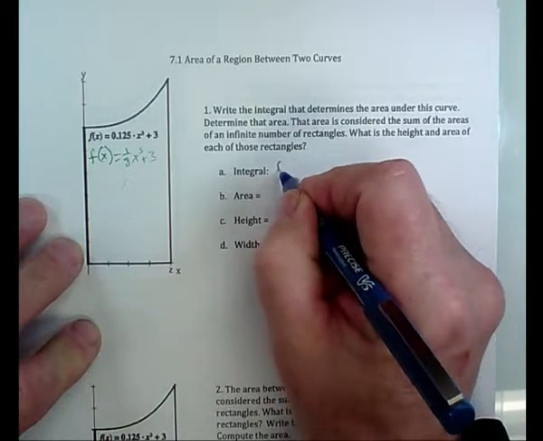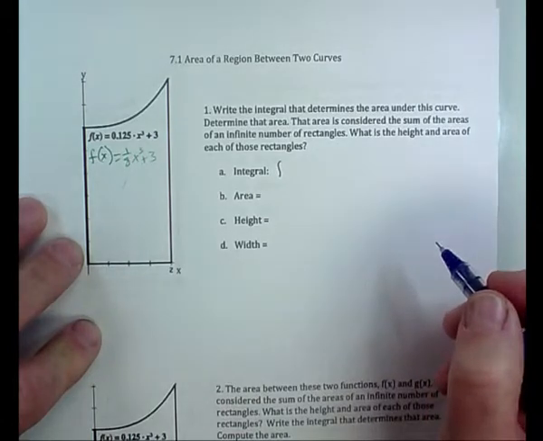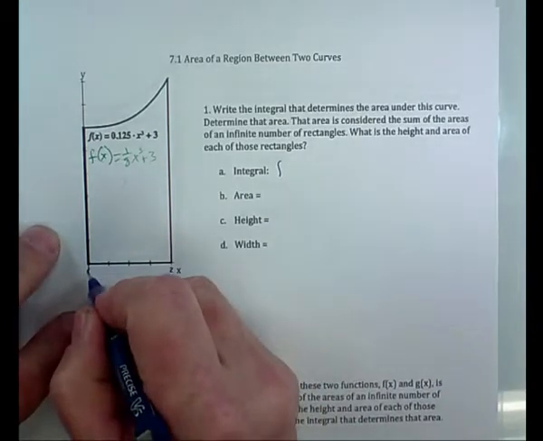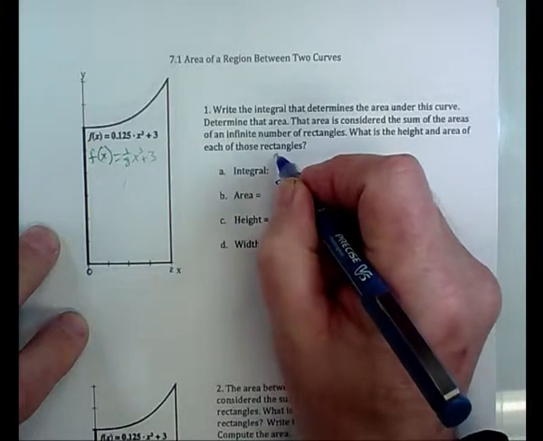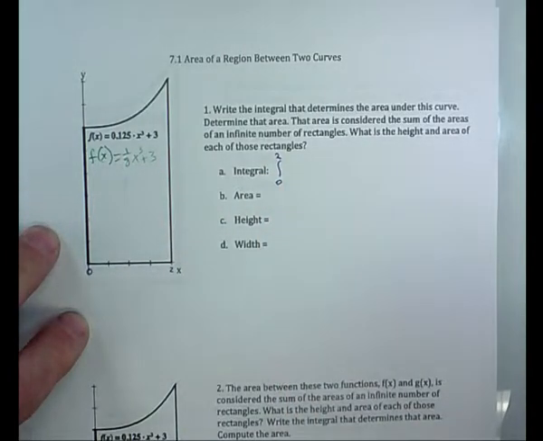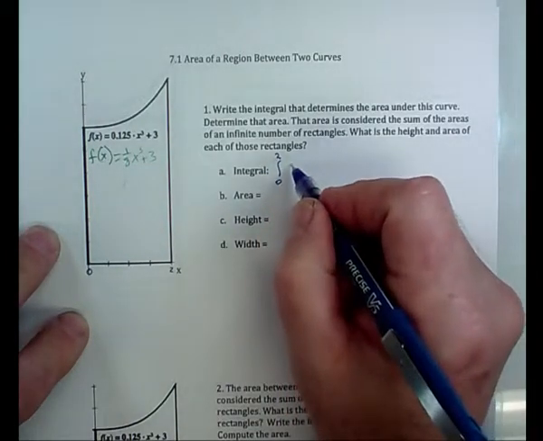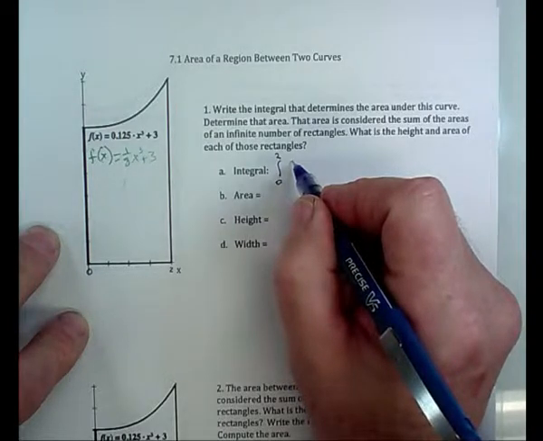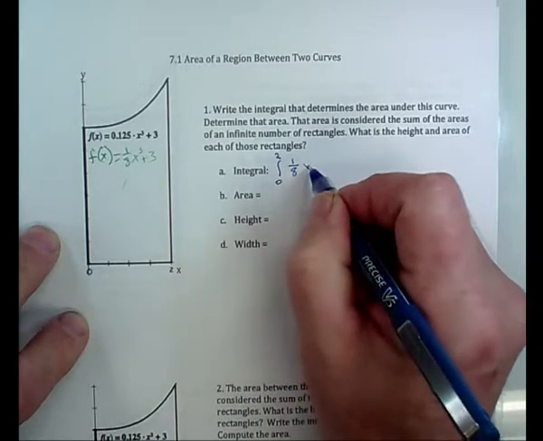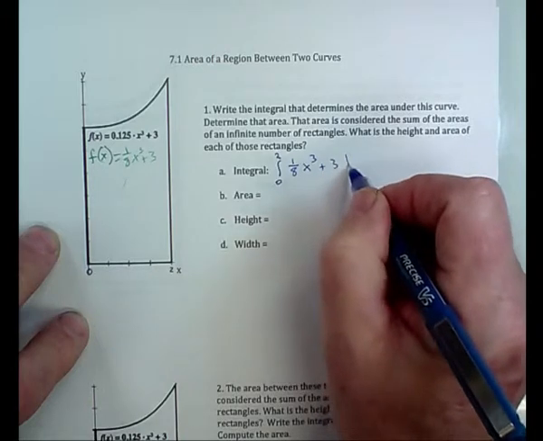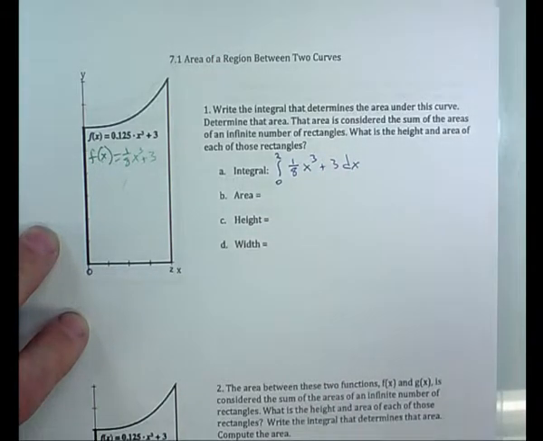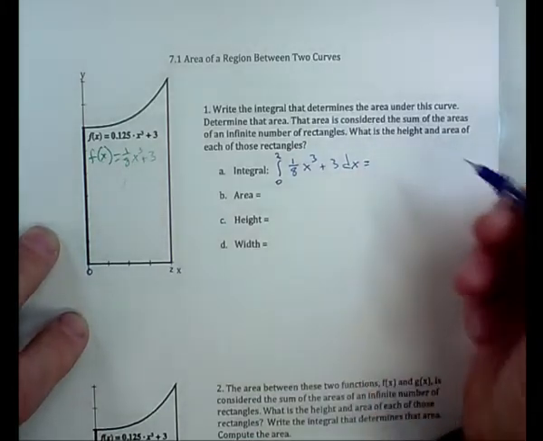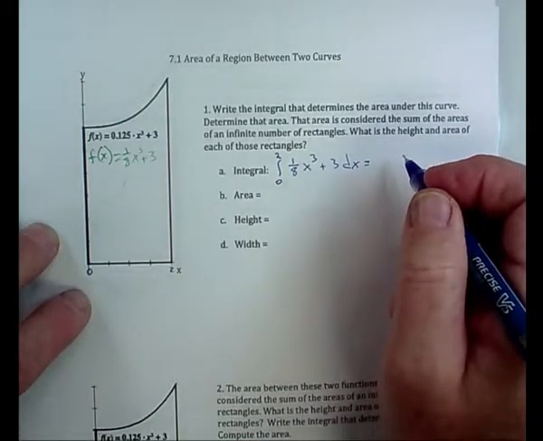Integral from what to what? 0 to 2. Yeah, this is a 0. Very good. 0 to 2 of what? 1/8 x to the third plus 3 dx. Okay, perfect. And we could figure out what that is, right? Would everybody agree with that? Aaron, how would I do that?